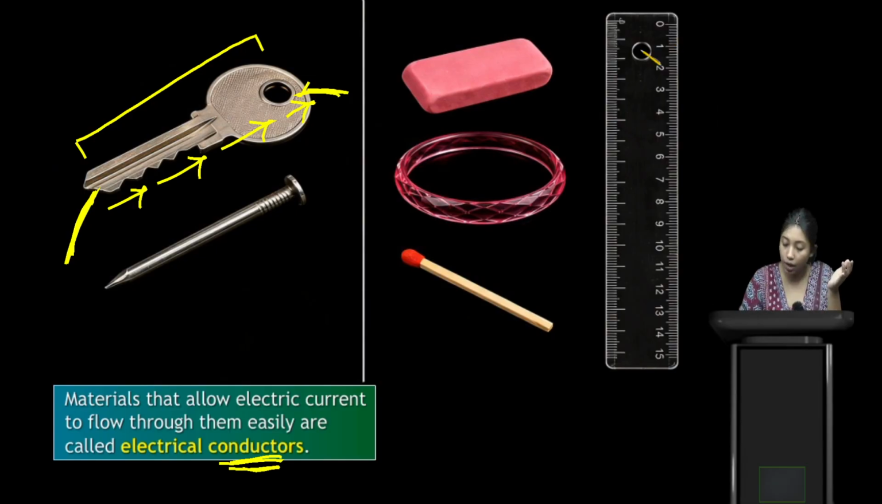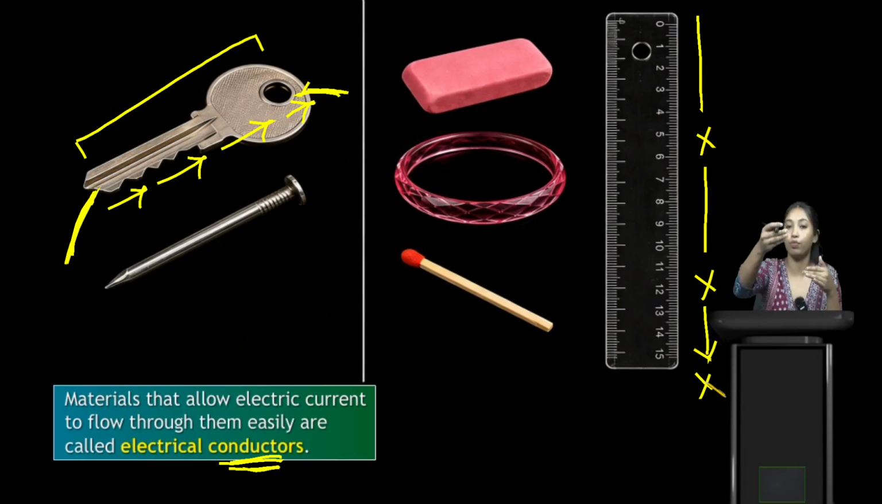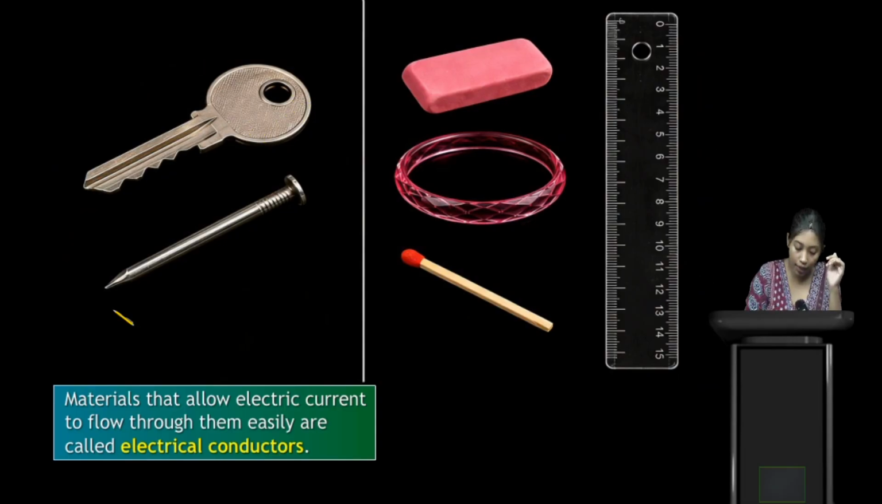But in case of the scale, it didn't help. So the current cannot pass from one side to another side. Similarly, the nail helps the current to pass from one side to another side. So that's why it's saying that material that allows electric current to flow through them easily are called electrical conductors. Don't forget the line conductor. Conductor means they help the current to pass from one side to another side.